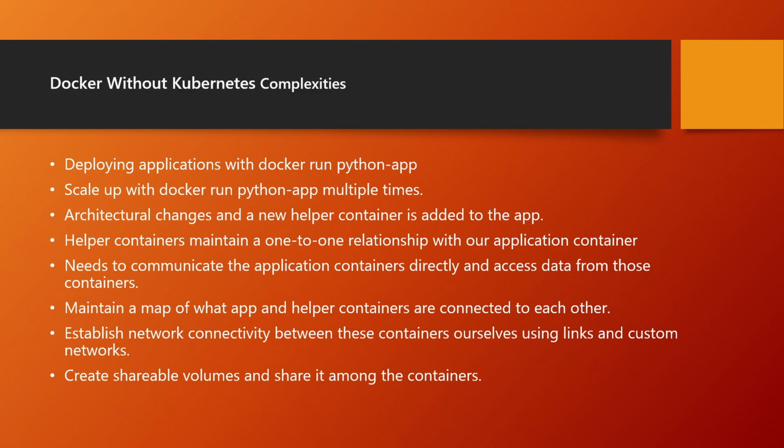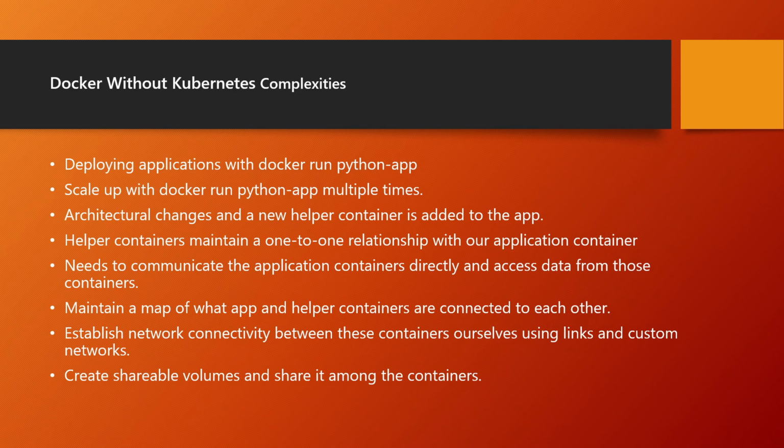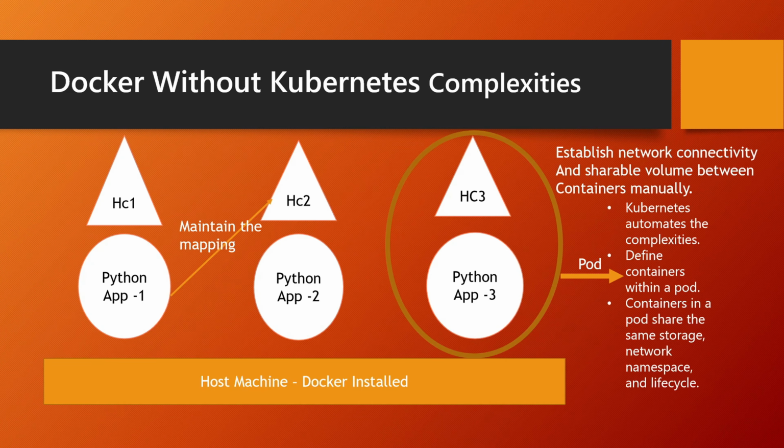So now if some changes are there in your architecture and a new helper container is added, let's say here, there's some helper container that got added. In that case, the helper container maintains a one-to-one relationship with our application container, needs to communicate with the application container directly and access data from those containers. Now, this mapping you have to maintain, you have to establish the network connectivity, you have to create a shareable volume that can be shared among the containers. Okay, so once the complexity increases, then Docker is of no use. It will be very complex and you can't use it. So the concept of the pod came into the picture and this resolved that particular issue.